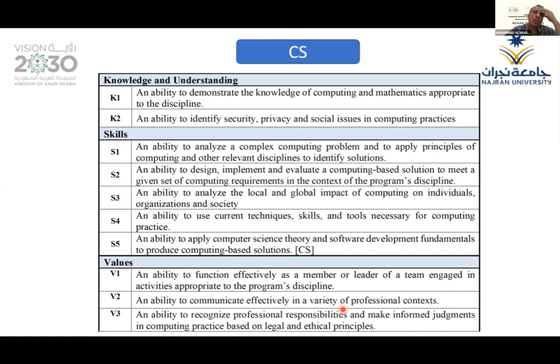So based on that, this is the new CS learning outcomes. It's 10 learning outcomes which will be implemented in the new updated curriculum. Meaning, dividing on the 3 domains. These are the domains in the National Qualification Framework: knowledge and understanding, skills, and values. And this is the updated learning outcomes. So 6 of them from ABET, and the program adds 4 learning outcomes.